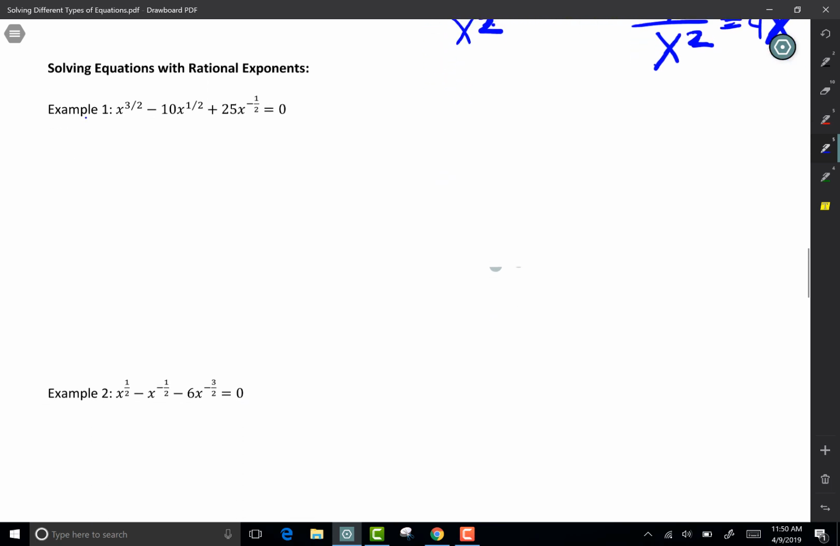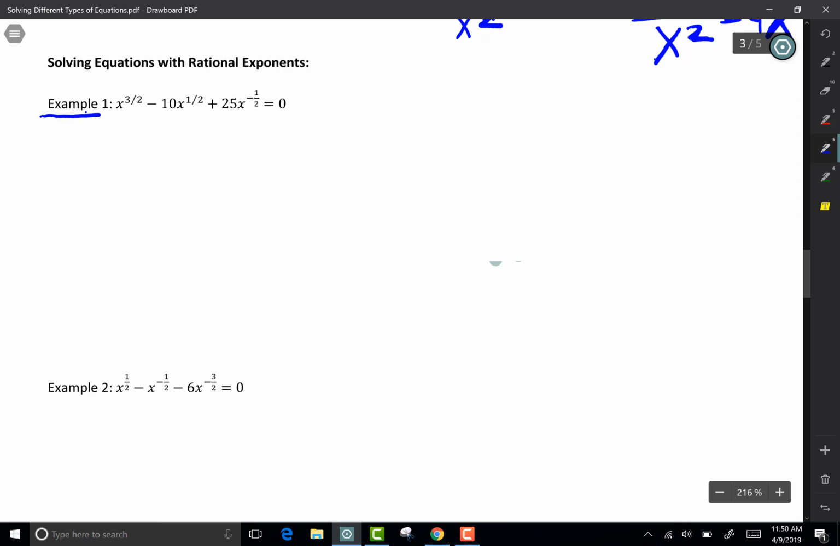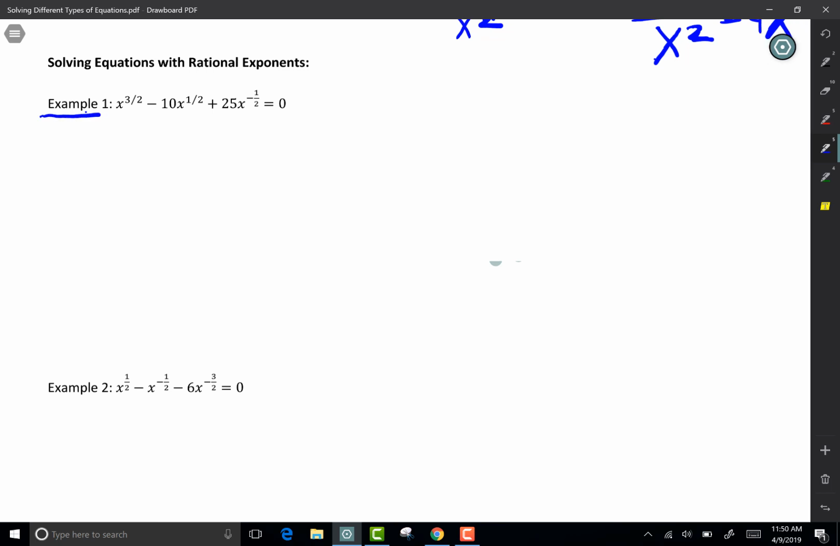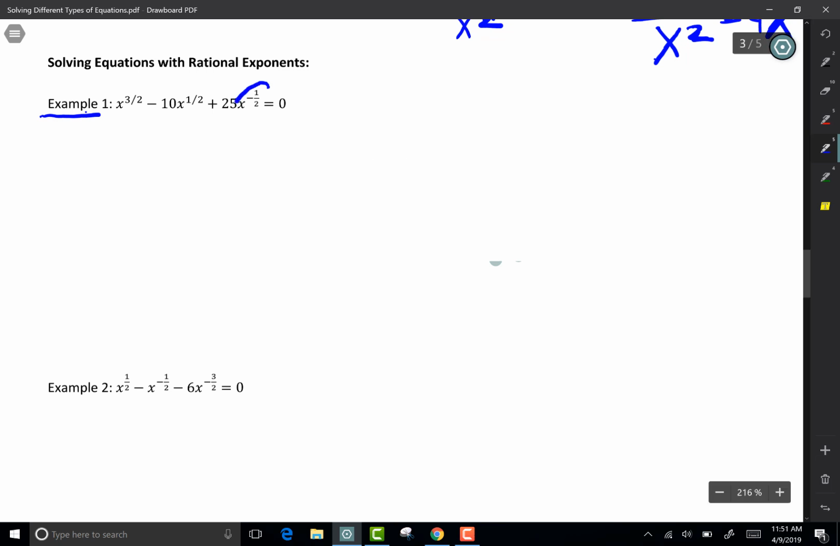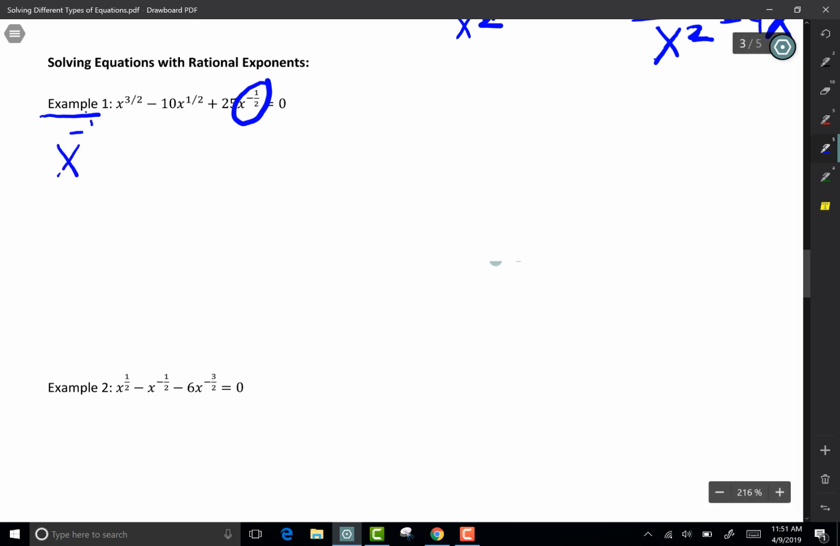So if we look at this next example here, solving equations with rational exponents, we're looking at example 1. The first thing we want to do is put it in descending order, so we have the largest exponent down to the smallest exponent. And this one's already set up for us. We have 3/2, which is the biggest exponent, and then 1/2, which is the next biggest, and then -1/2, which is the smallest. The next thing is we want to look at what they all have in common. Since this is the smallest exponent with x, they all have x to the -1/2 in common. So I'm going to pull out an x to the -1/2.